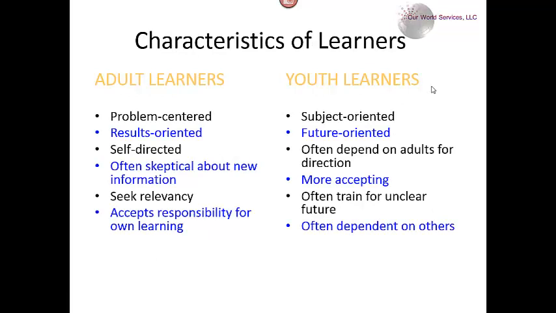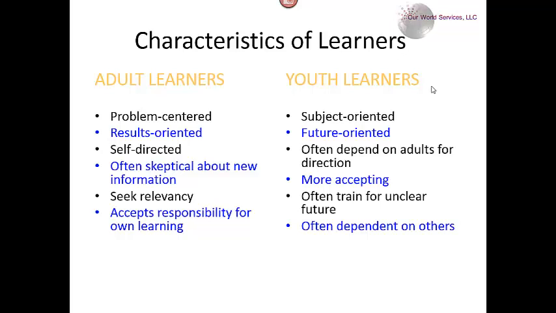Child learners like things that are subject oriented. We separate out math. We separate out science. They are future oriented. In other words, they want to know what the future is. They will accept studying because you will need this when you grow up. They depend on adults for direction because really they can't direct themselves. Well, I don't want to say that, because they do, and they can be set with that expectation that they have to direct themselves, but more often than not they depend on adults for direction.